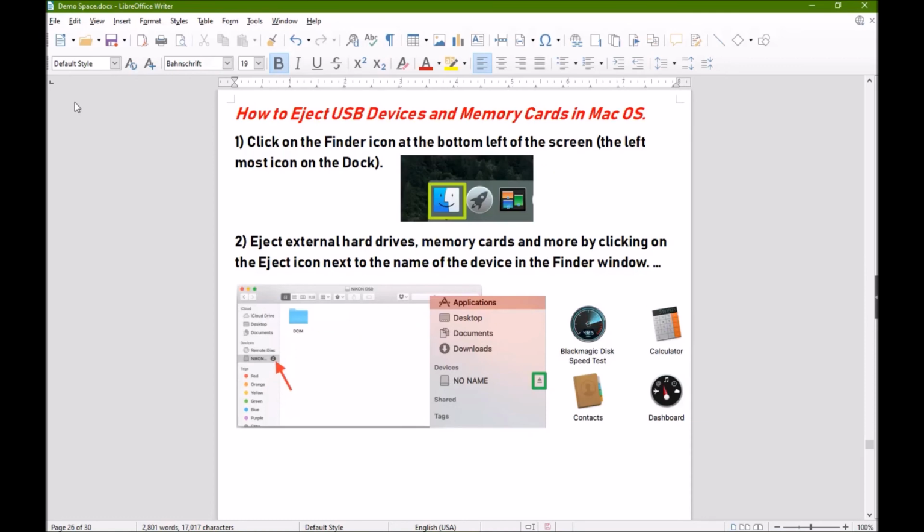Here's how to eject USB devices and memory cards in Mac OS. First, click on the Finder icon at the bottom left of the screen. It's typically the leftmost icon on the dock. Second, eject external hard drives, memory cards, and more by clicking on the Eject icon next to the name of the device in the Finder window.